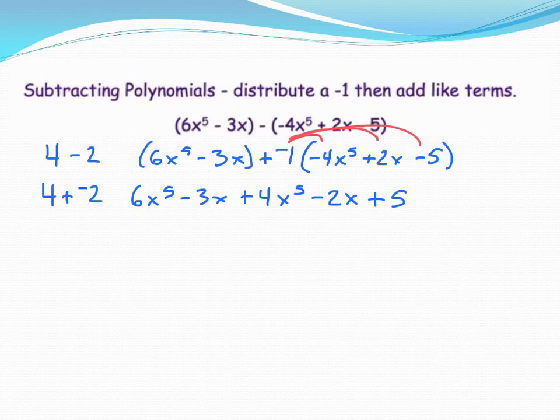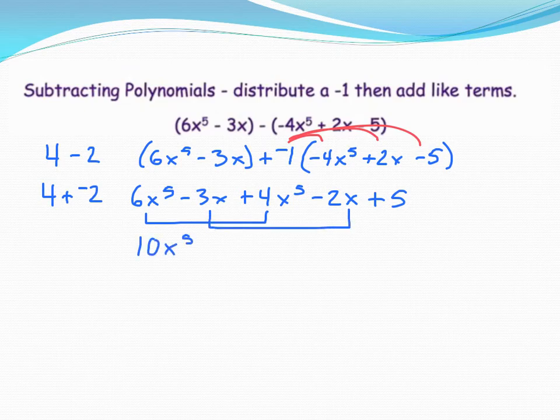So notice what happened. What's a shortcut way to think about it? Notice that all the signs of that second polynomial changed. I had negative 4 turned to positive, positive turned to negative, negative turned to positive. So that's basically what happens with subtraction. It's a shortcut way. Now what do I do next? Well, I'm now adding everything, so let's do what we did before in the last example. Combine like terms. 6x to the 5th plus 4x to the 5th, that's 10x to the 5th.